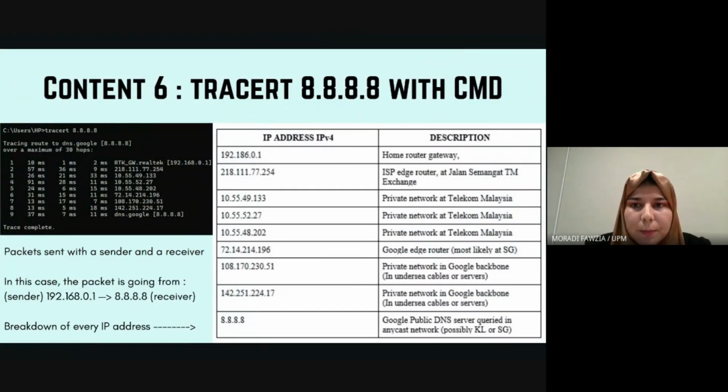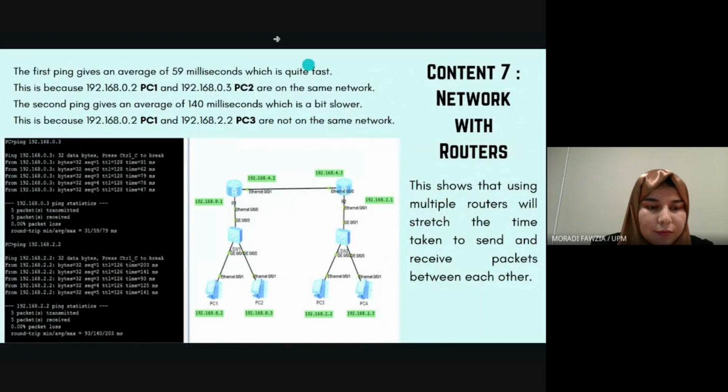Here, we are using the trace command in CMD to trace the path from your computer to Google servers. This command shows each stop your data goes through from your home to Google servers. This helps check network issues or delays. Thank you.